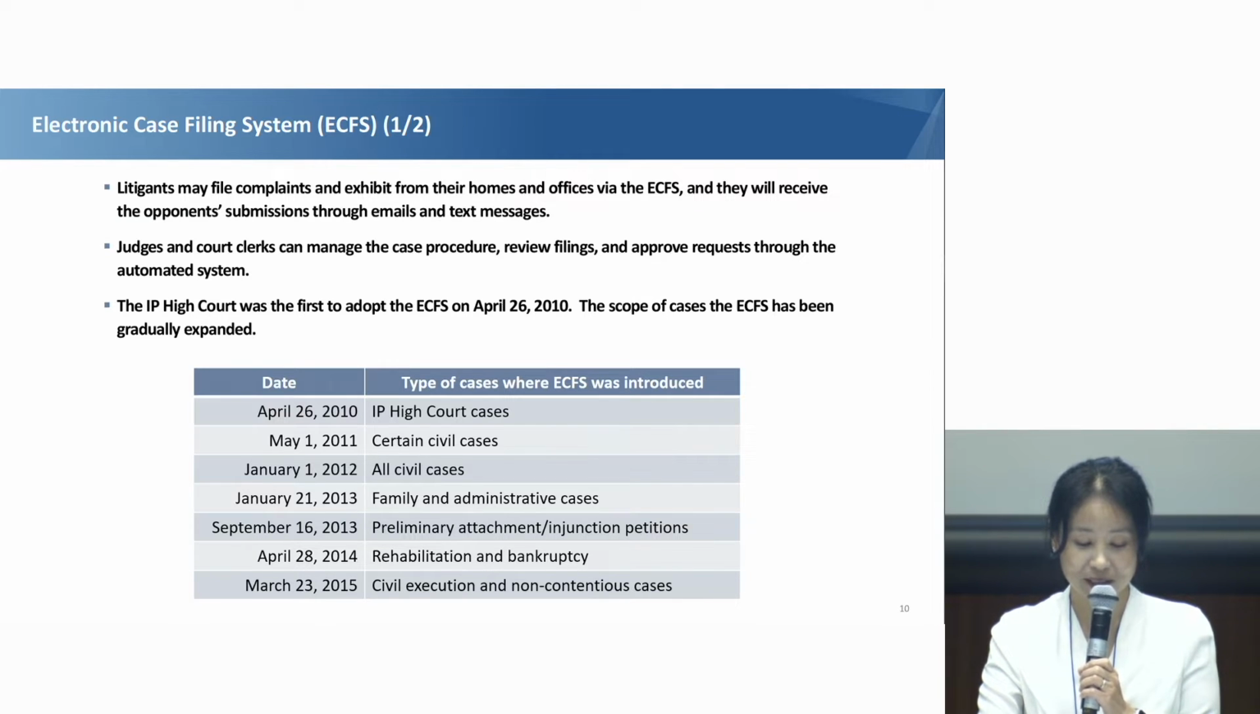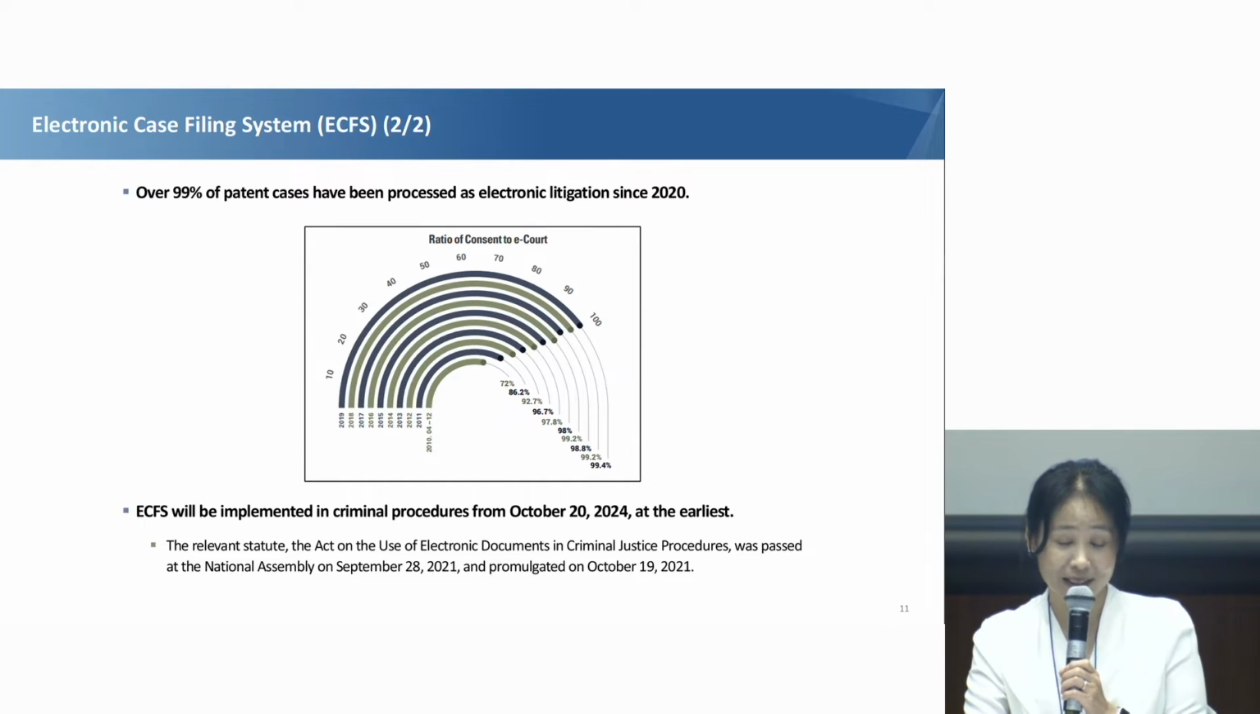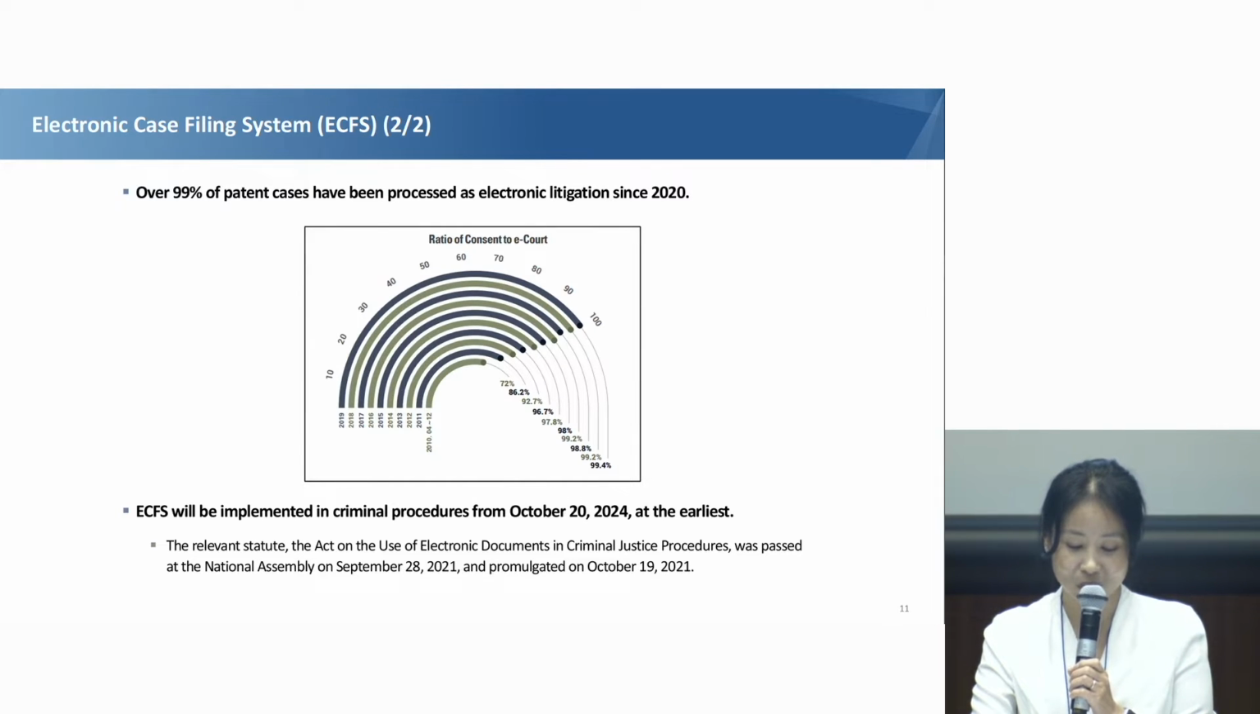Using this system, litigants can file complaints and exhibits from their homes and offices via the ECFS, and they can receive their opponent's submissions through email and text messages. Judges and court clerks can manage the case procedure, review filings, and approve requests through the automated system. Notably, since 2020, as much as 90% of patent cases or more have been processed electronically.